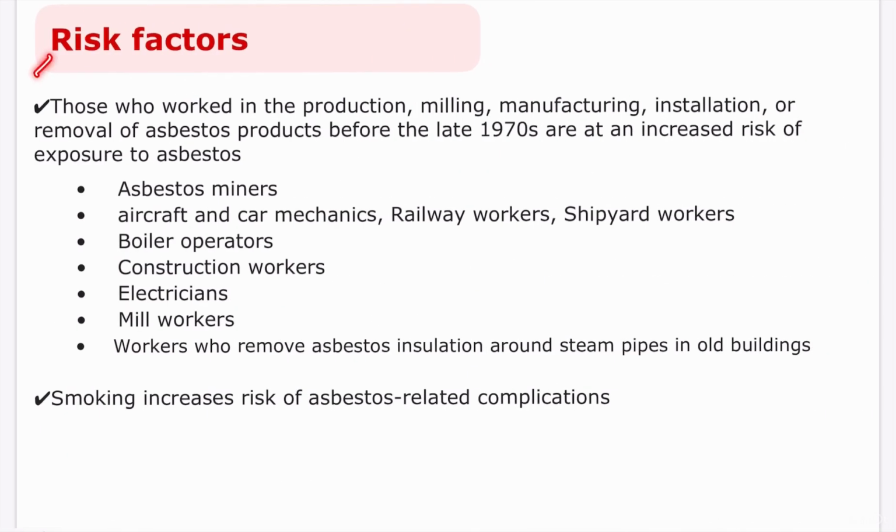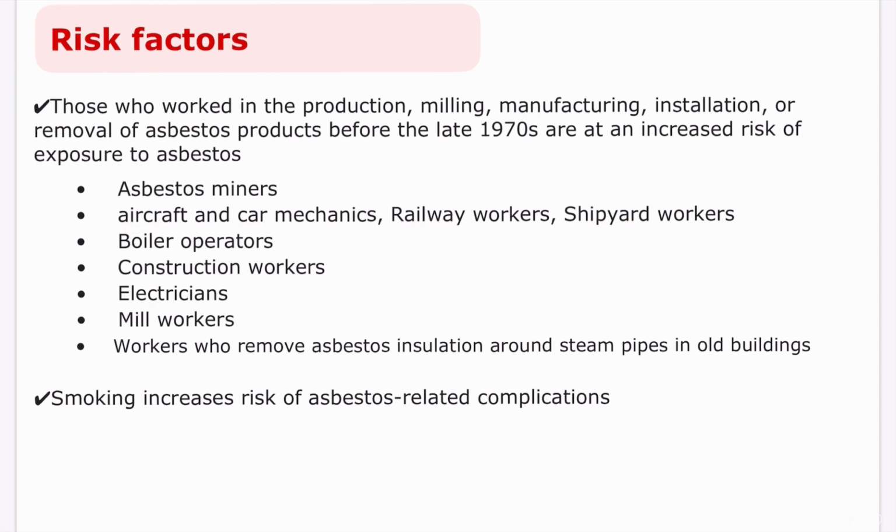Next, let's see the risk factors. The ones with the highest risk are those who worked in the production, milling, manufacturing, installation, or removal of asbestos products before the late 1970s. So these are the occupations dealing with asbestos, and they include asbestos miners, aircraft and car mechanics, railway workers, and shipyard workers. I think you can remember this easily because these are all transportation methods.